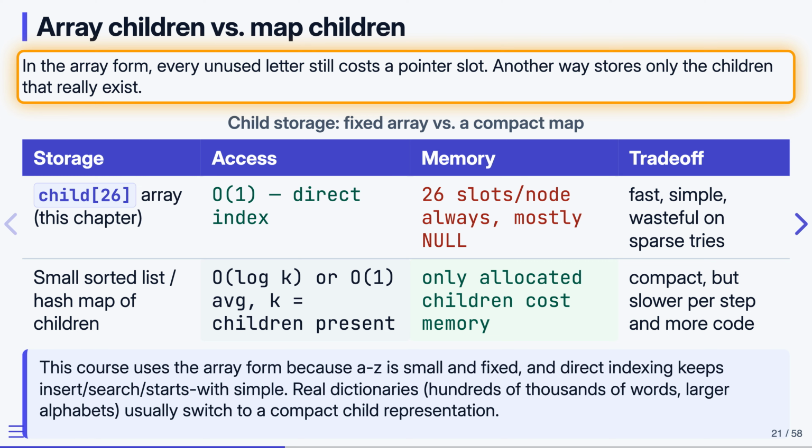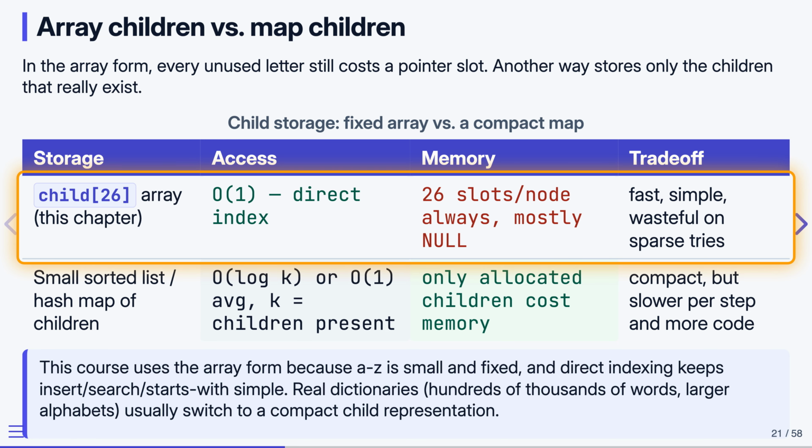There are two ways to store a node's children. In the array form, every unused letter still costs a pointer slot. Another way stores only the children that really exist. Let's compare them. The first way is the 26-slot array we use in this chapter. Access is big O of 1, because you index straight to the letter. But every node always pays for 26 slots, and most of them stay null. It is fast and simple, but wasteful on sparse tries.